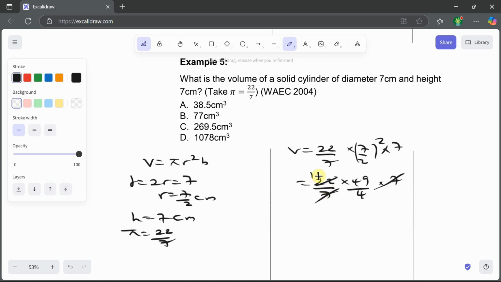2 here 11, 2 here 2. So 11 times 49 divided by 2. That will give you 269.5 centimeter cube, and that is option C.